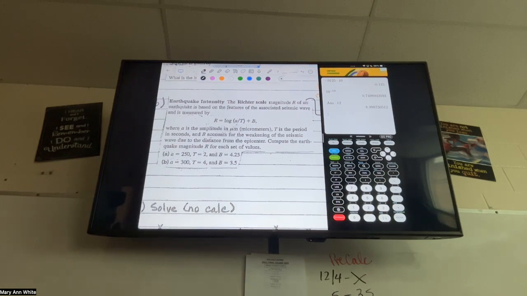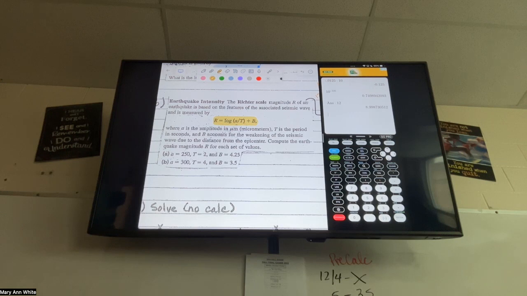The magnitude R of an earthquake is based on the features of an associated seismic wave, and it's measured by this equation. So again, we're really lucky because we don't have to write the equation, they gave us one. And it says where A is the amplitude, T is the period, and B accounts for the weakening of seismic wave due to the distance from the epicenter. And it says compute the earthquake magnitude for each set of values.